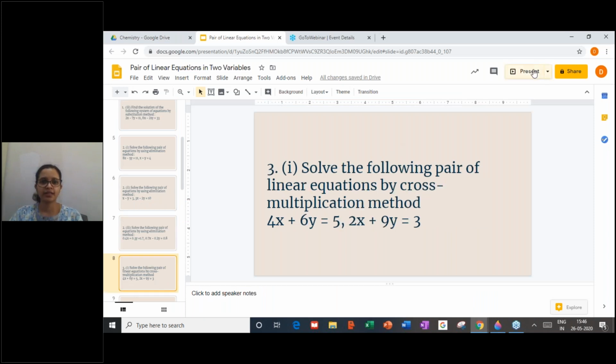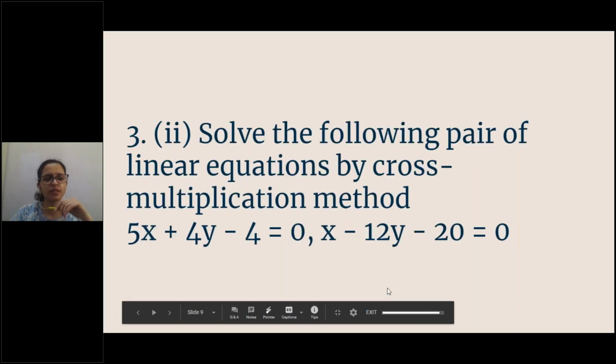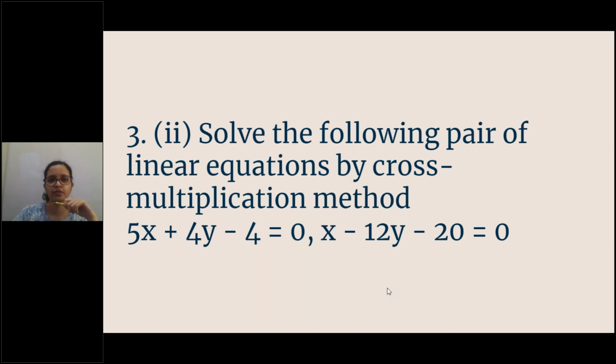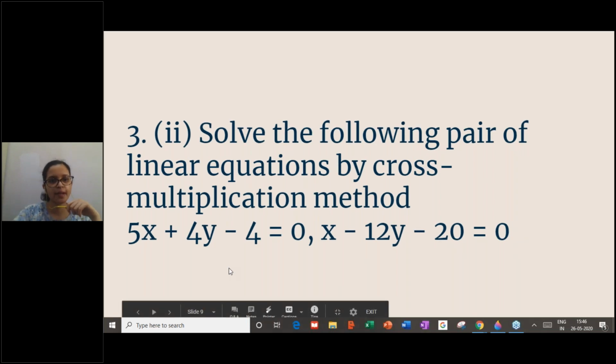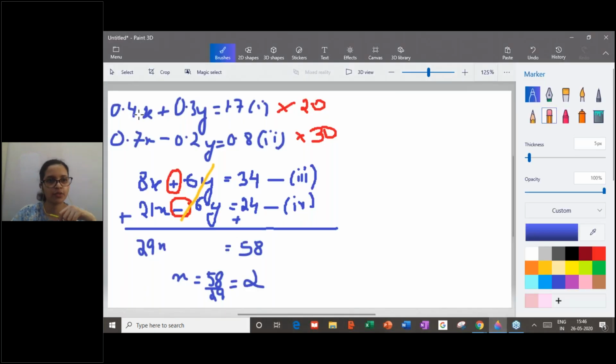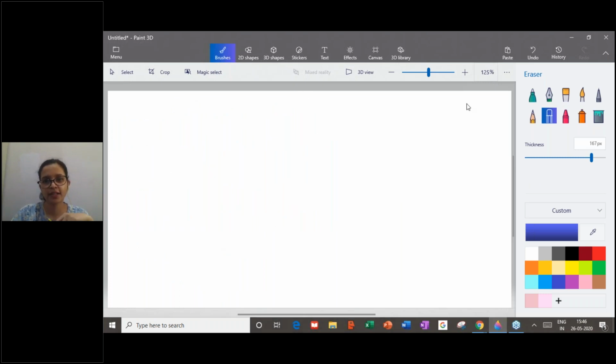Okay. Now, the third concept which is left is cross multiplication. This looks a little difficult, but I want you to write it down as I write it down to make it easy. So the question is 5x plus 4y minus 4 equals 0 and x minus 12y minus 20 is equal to 0. I'm going to show you how to solve this. Cross multiplication at first might look difficult, but it's not difficult, trust me.